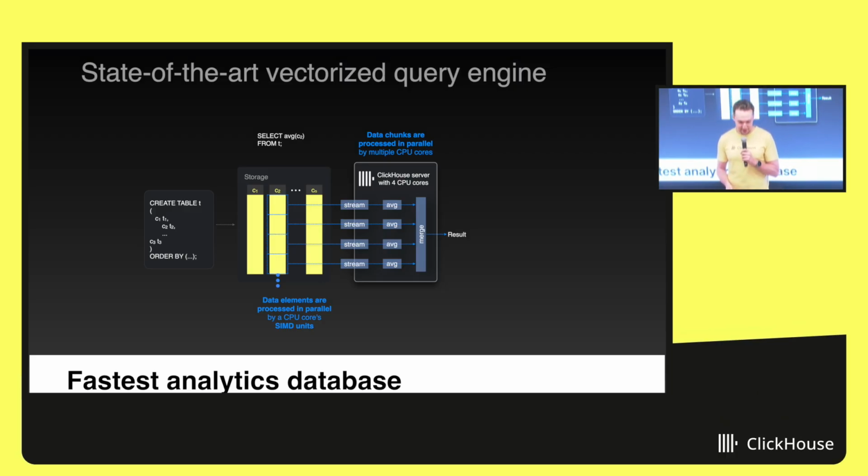So the data is processed in parallel by many CPU cores. And on each CPU, we will also use the corresponding instruction set of the CPU, using SIMD instructions. When we have more threads, we will use more streams and process data even faster. Okay, now the question is, not a question, another fact. ClickHouse now is the fastest analytics database on JSON.